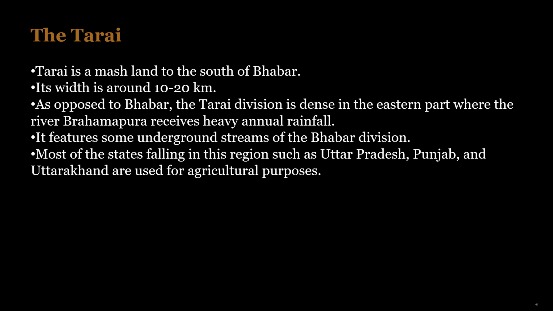The Tarai. Tarai is a marsh land to the south of Babar. Its width is around 10 to 20 kilometers. As opposed to Babar, the Tarai division is dense in the eastern part where the river Brahmaputra receives heavy annual rainfall. It features some underground streams of the Babar division. Most of the states falling in this region, such as Uttar Pradesh, Punjab, and Uttarakhand, are used for agricultural purposes.